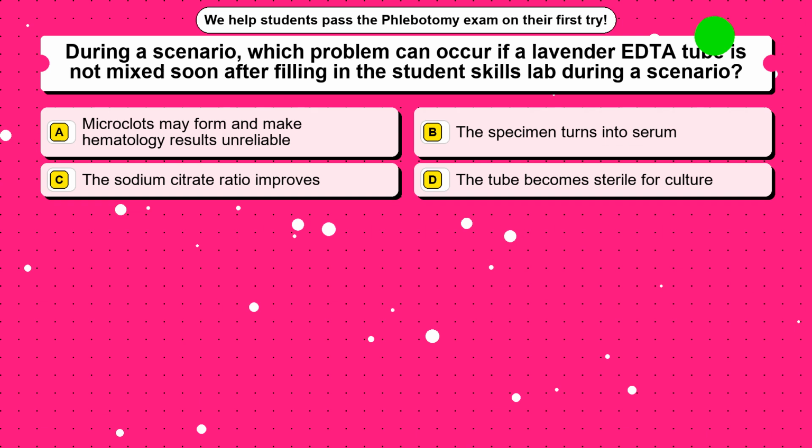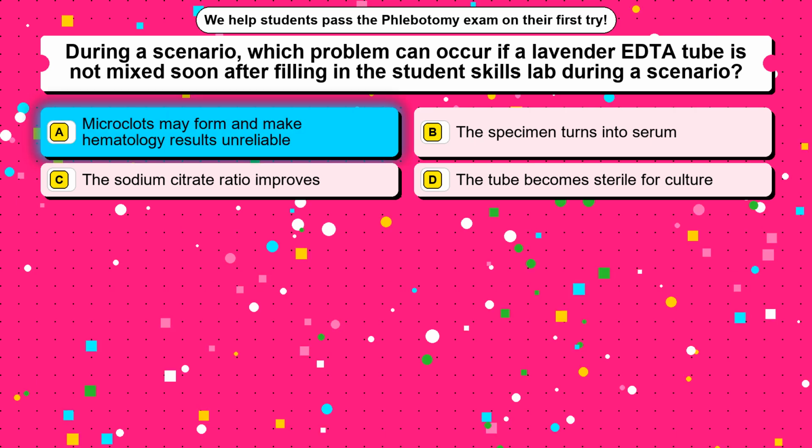Question 61. During a scenario, which problem can occur if a lavender EDTA tube is not mixed soon after filling in the student skills lab during a scenario? Option A. Microclots may form and make hematology results unreliable. Option B. The specimen turns into serum. Option C. The sodium citrate ratio improves. Option D. The tube becomes sterile for culture.